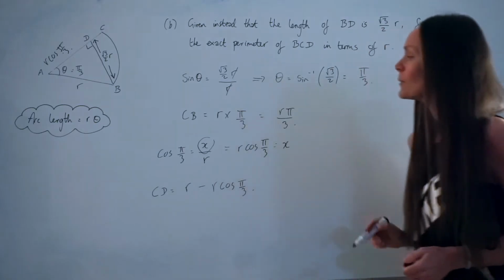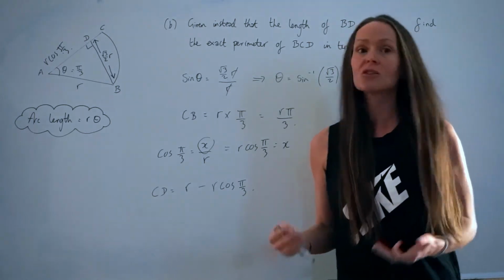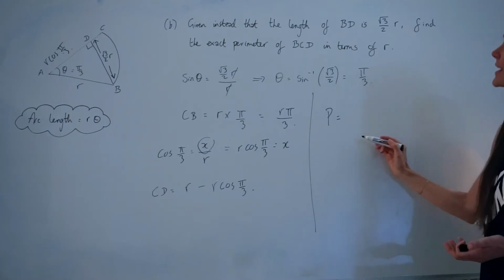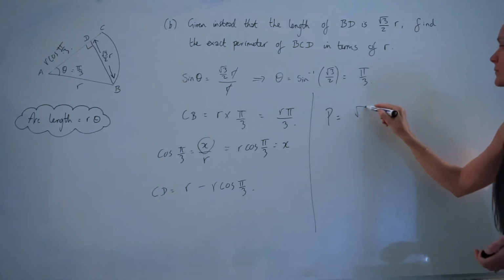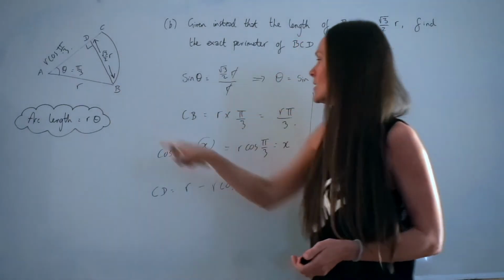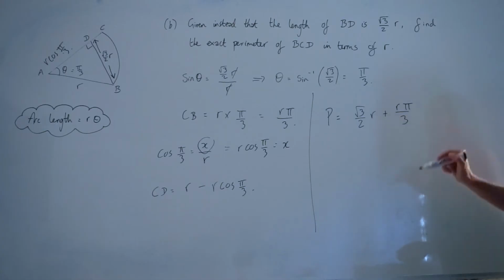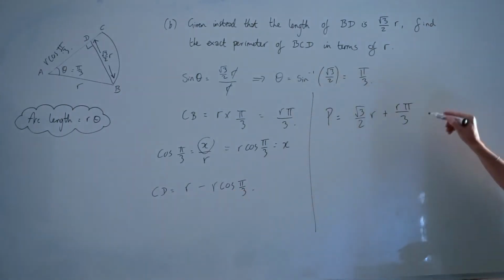Now we have all of the edges of the shape BCD that we can add together to work out the perimeter. To work out the perimeter, we have the length that they gave us at the start, BD, so this is root 3 over 2r. Then we can add on the arc length, CB, that we worked out here, r pi over 3. And then we need to add the length CD, this part down here, so I'm going to add r minus r cos pi over 3.